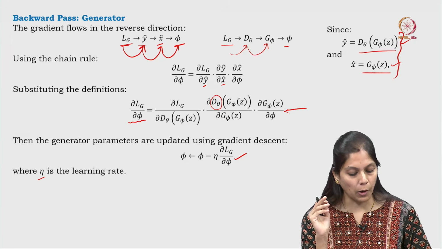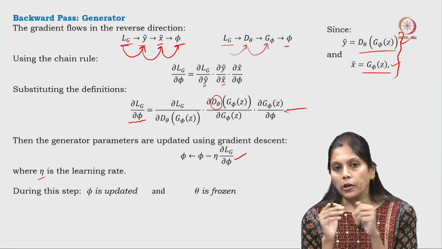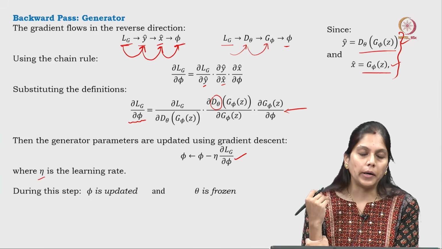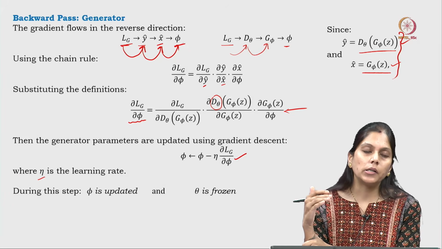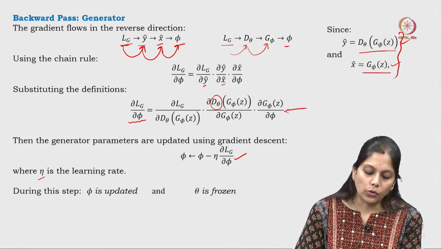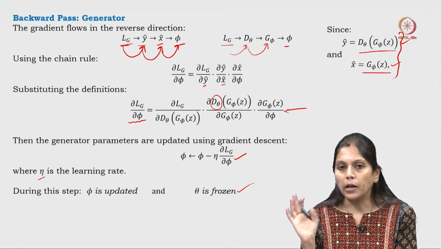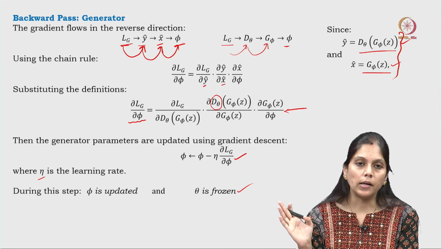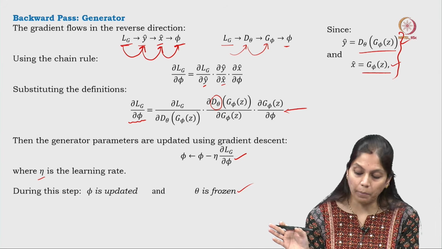So, during backpropagation, during this particular step, when you are training the generator, although there is a discriminator theta, theta is frozen, which means there is nothing that you will be doing here. So only phi is updated, that is, the generator parameters have been updated.